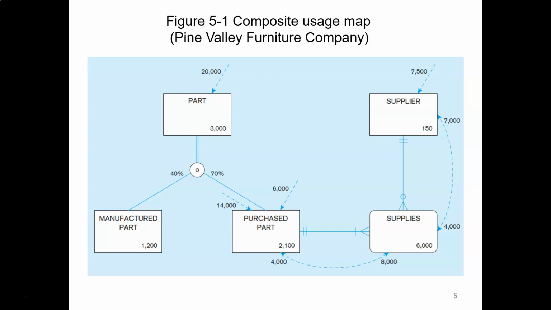And then these numbers outside the rectangular boxes are the usage data. The 200 here means that there will be 200 queries on the part table every hour or every day, depending on the unit you use. Of the 200 queries for the part table, 70% of them, or 140 of them, will also access the purchased part table. There are 75 queries on the supplier table, and of the 75 queries, 40 of them will also access the supplies table, and also 40 of them will access the purchased part table.